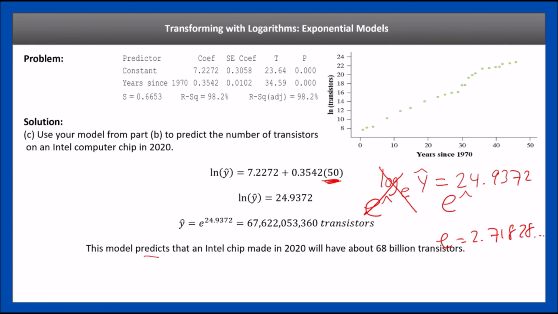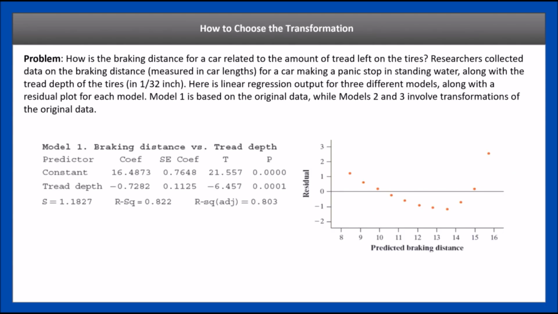This is the context. Remember that we have to include the context in our answer. If you're doing this on the FRQ, make sure you include the context when you answer the question. All right, so how to choose the transformation. Now we're going to show you an example where we have to decide which transformation we're going to do. Are we going to do an exponential? Are we going to do a power model? So which model are we going to use, exponential or power?